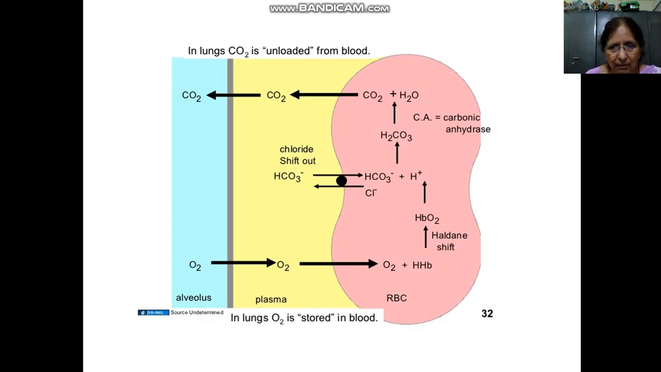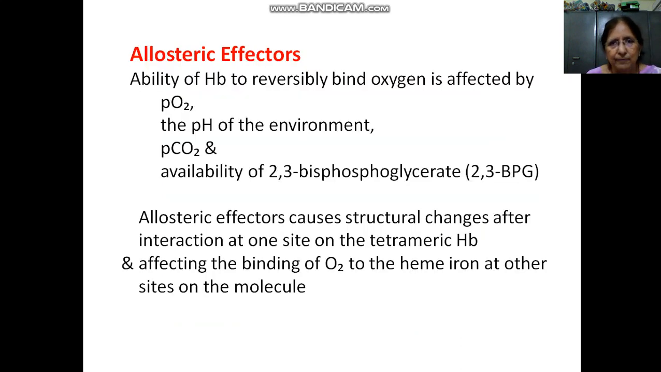Here you see in the lung, O2 from the plasma goes to the RBC, deoxygenated hemoglobin is converted to oxygenated hemoglobin, then it releases H ion, which combines with the bicarbonate, converted to carbonic acid, then degraded to CO2 and H2O, and CO2 goes out of the lung. And you see the bicarbonate from the plasma goes inside the RBC, and chloride ion from inside the RBC goes out.